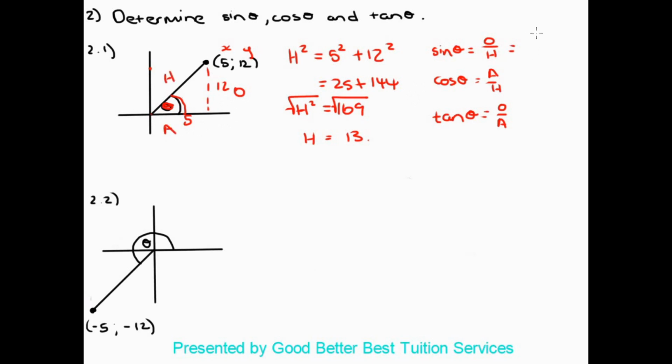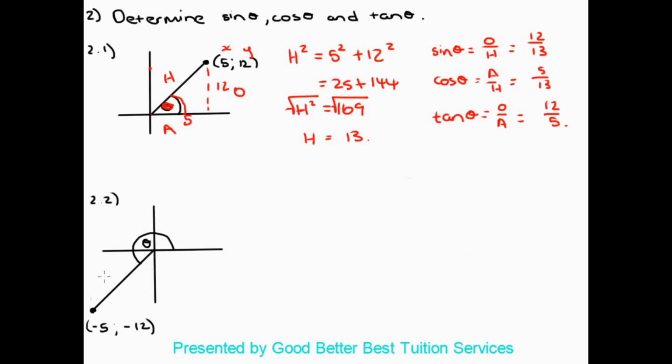So opposite is going to be 12, hypotenuse is going to be 13, which we worked out, right? Then we have adjacent, which is 5, and hypotenuse, which is 13, and then an opposite, which is 12, and adjacent, which is 5. So it's pretty easy once you've named your sides and also you have your equations written out here. Now we're going to move on.